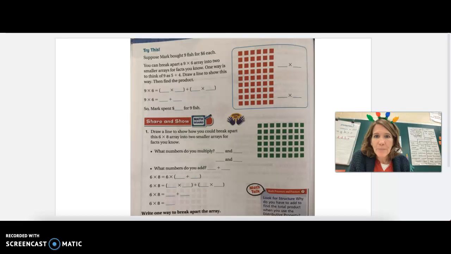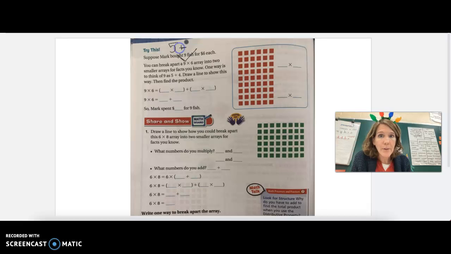Let's look at the next page. Suppose Mark bought 9 fish for $6 each. Okay, so now there's 9 rows with 6 in each. You can break apart the 9 times 6 array into 2 smaller arrays for facts that you know. One way is to think of 9 as 5 plus 4. So we're going to break the 9 into 5 and 4. I'm going to write it up here. The 9 is 5 plus 4, right?